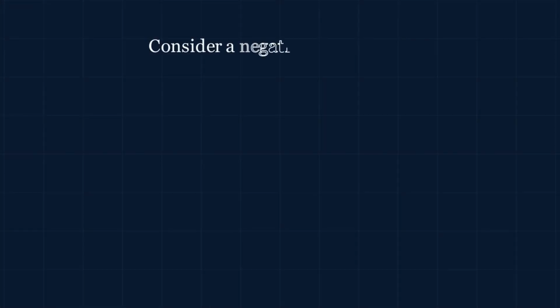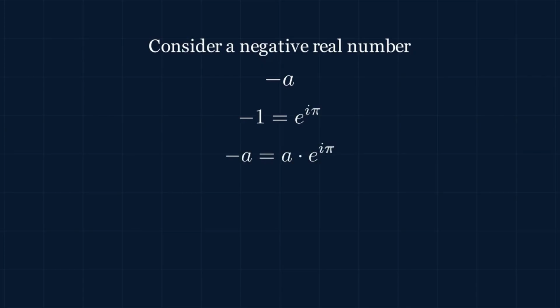So far, we looked at positive real numbers. Let us now quickly understand what happens in the case of negative real numbers. We have minus a. We know that minus 1 can be written as e to the power iota pi. So we can write minus a as a times e to the power iota pi. Raising it to the power of iota, we get a to the power of iota and e to the power iota pi, whole raised to the power iota.